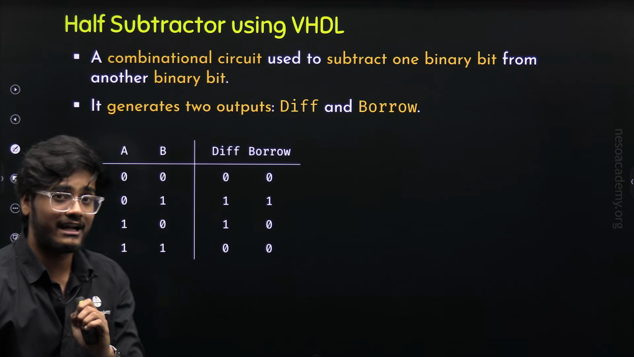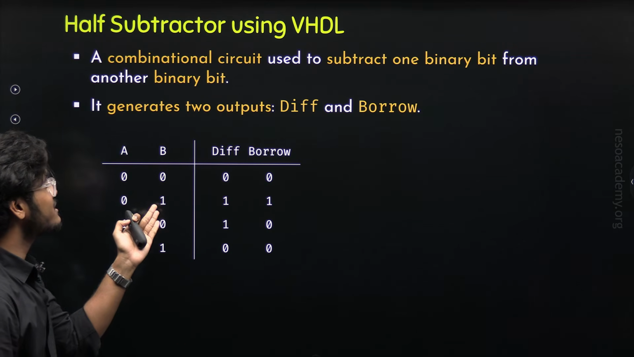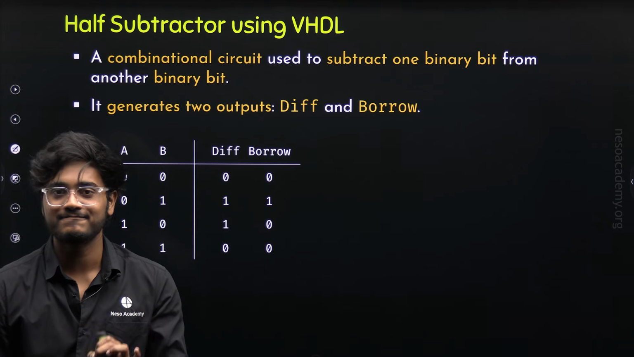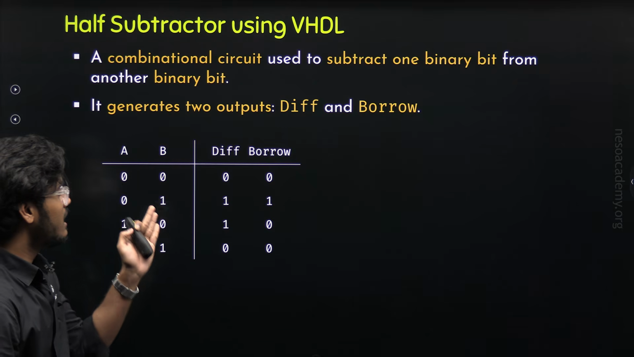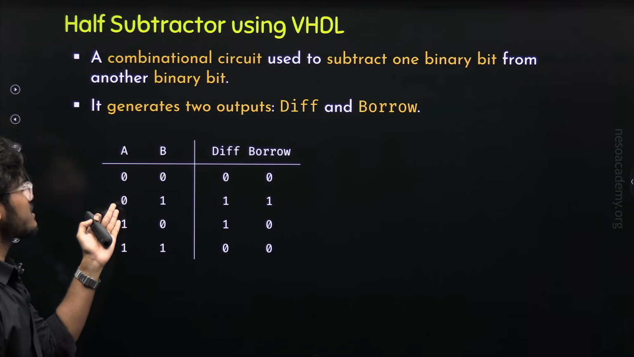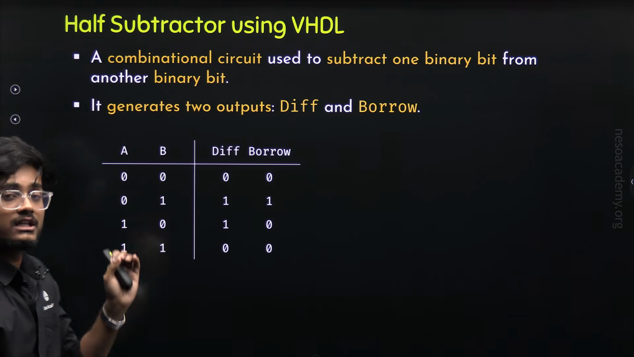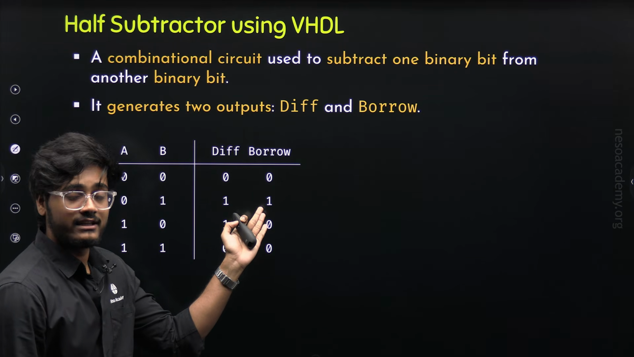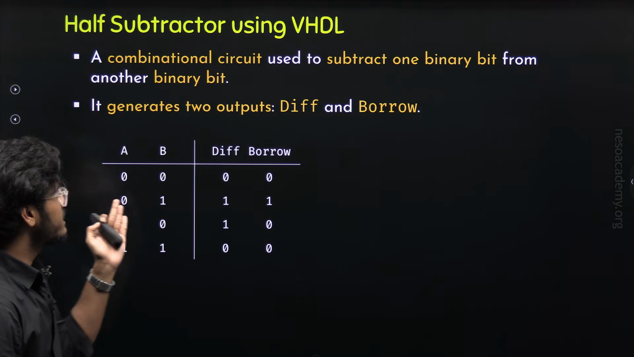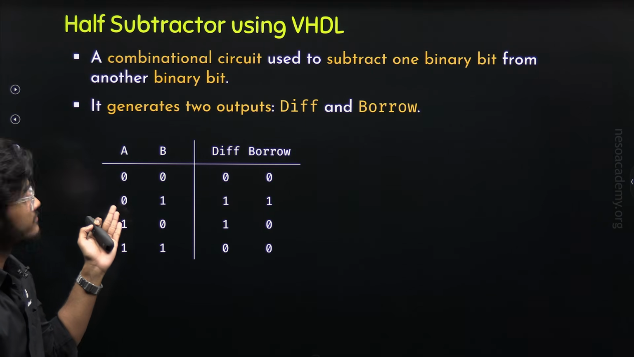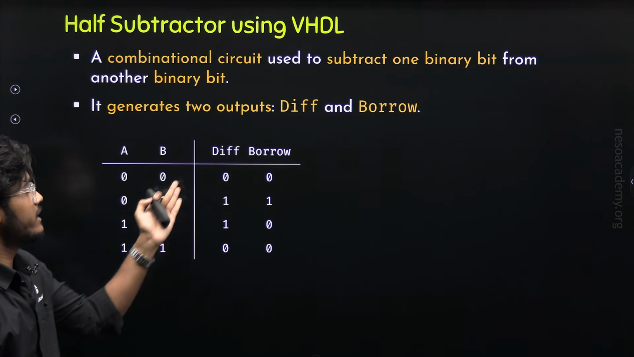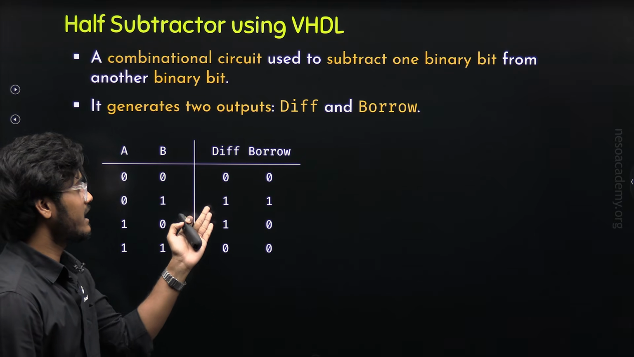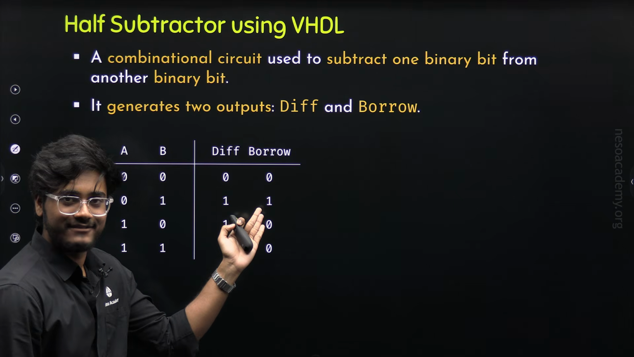Now, the second subtraction 0 minus 1. The same example that I've already explained. So, here we are subtracting a larger number from a smaller number, which means we need to take a borrow. So, borrow will be 1 and after taking borrow, this 0 will become 2. So, 2 minus 1 will give difference 1. So, here we are getting difference as 1 and borrow as 1.